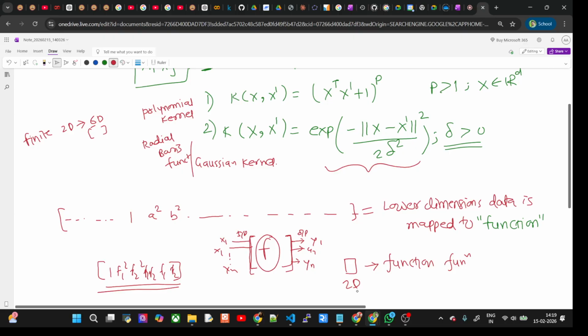The output is not limited in this kind of way. It depends upon the input you give, and you get the output. So the radial basis function kernel, or the Gaussian kernel, maps your lower dimension input to a function in the higher dimension. Okay, this is the function in the higher dimension, and the dot product between these functions becomes an integral.